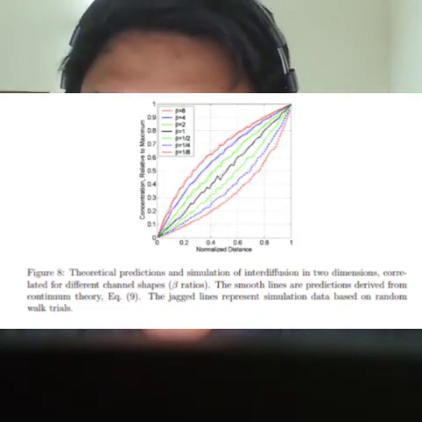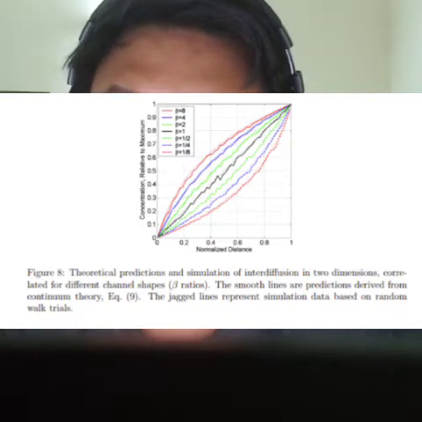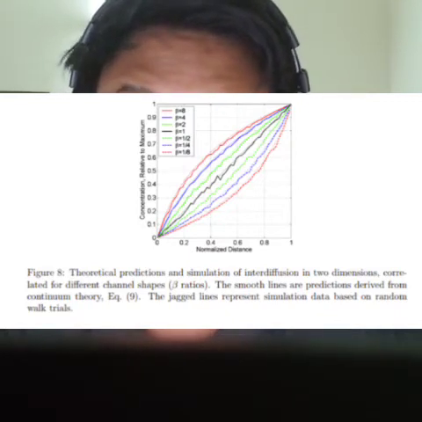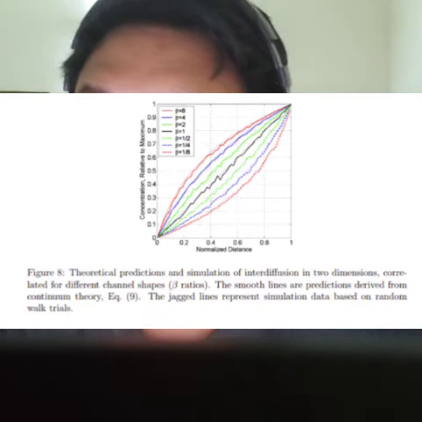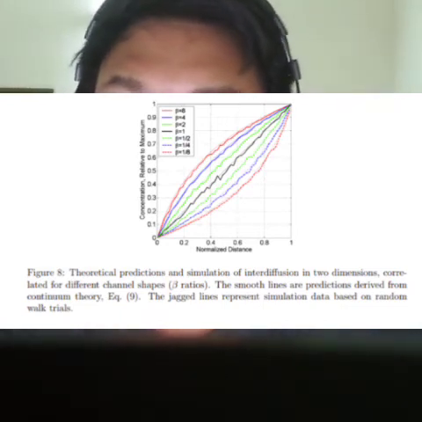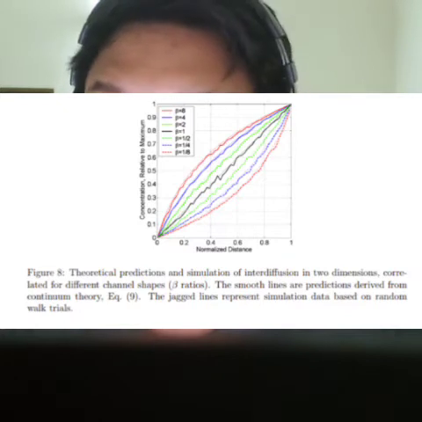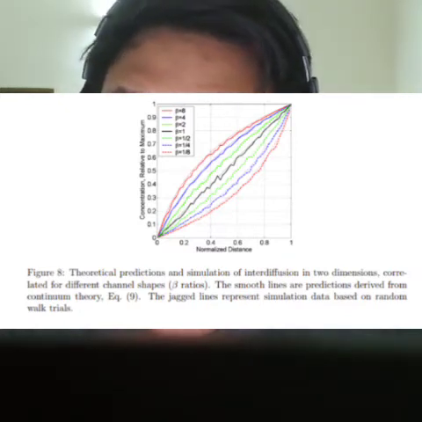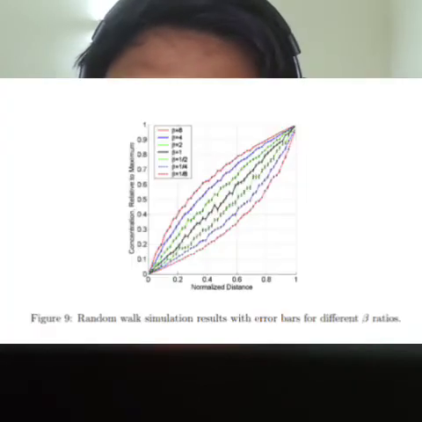So in figure 8, a single point represents the quantity of particles in a bin that is 0.2 wide. The jagged lines from figure 8 are created by connecting these points with straight line segments, and the error bar associated with the average of 10,000 random walks is shown here in figure 9.